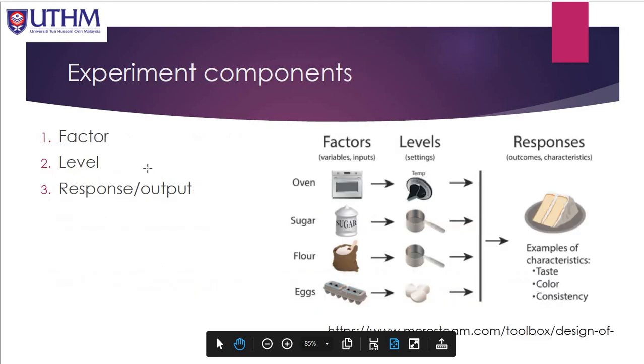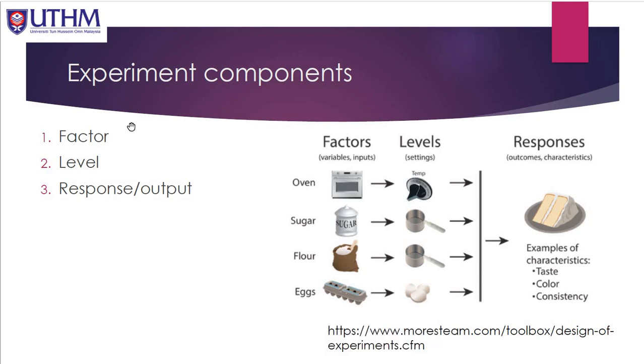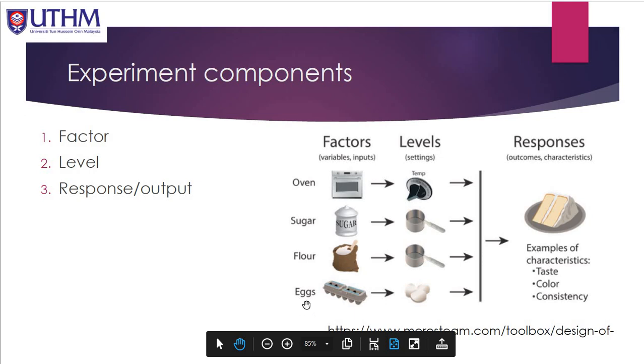Okay, this is an example of an experimental component for these three: factor, level, and response. So, for example, the factor should be the variable or the input, such as the iron, sugar, flour, or the eggs. So this one is you want to make a cake. The output is a cake. The response means the cake lah.